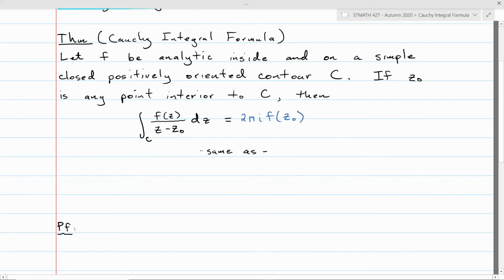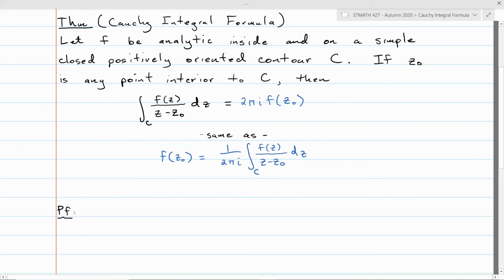Another way this formula is often written is if you solve for f of z0: f of z0 is 1 over 2 pi i times the integral around C of f of z over z minus z0. If you're interested in the value of the integral, you would use the first formula. And if you're interested in the value of the function, you could use the second formula. The second formula is actually kind of amazing, because it tells us that you can deduce the value of the function at any point inside the contour by doing an integral around the outside.